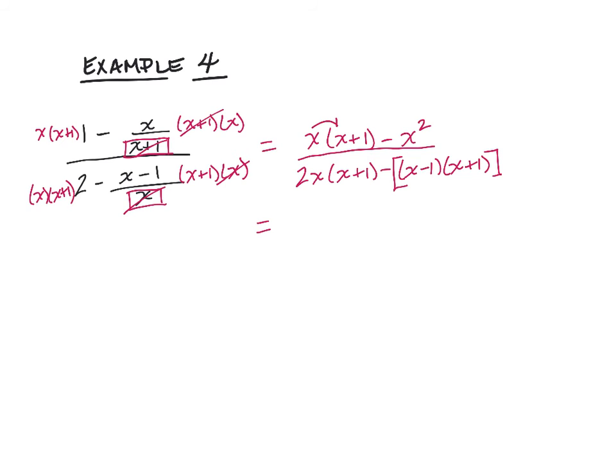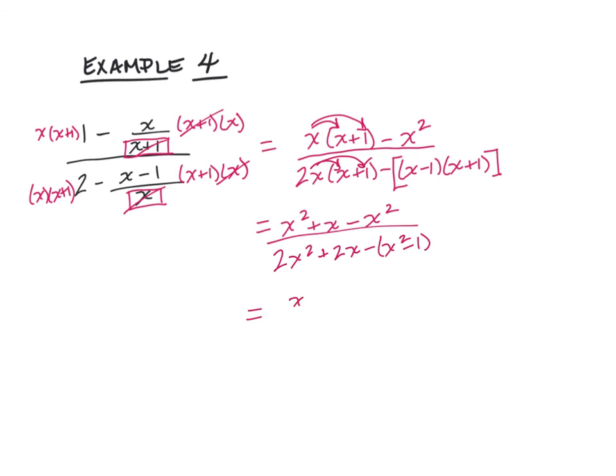So on the top, I'm going to distribute that x to both terms in the parentheses, and I'll get x squared plus x, and then I have a minus x squared, so that's the top. And then on the bottom, if I distribute that 2x to the parentheses, I'm going to get 2x squared, plus 2x. And then I'm going to bring the minus sign down, and if I FOIL there, I'll actually get x squared minus 1. Now I'm going to need to do one more step there because I have to distribute.